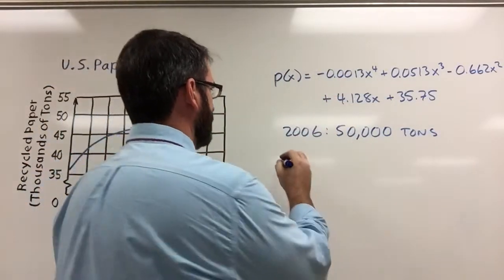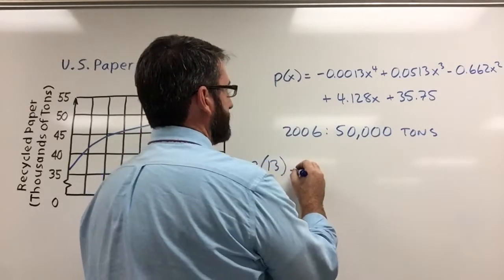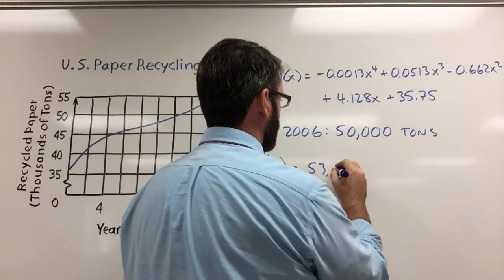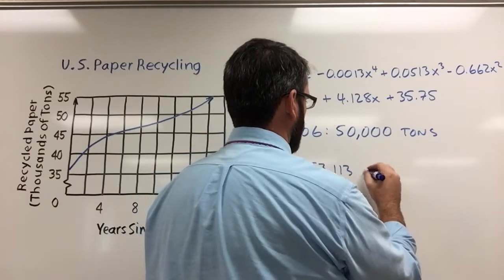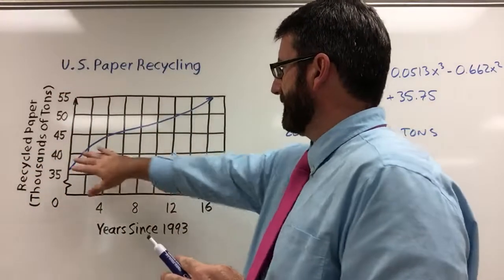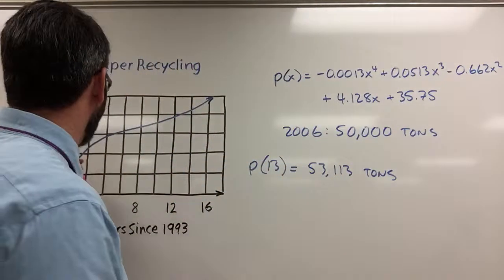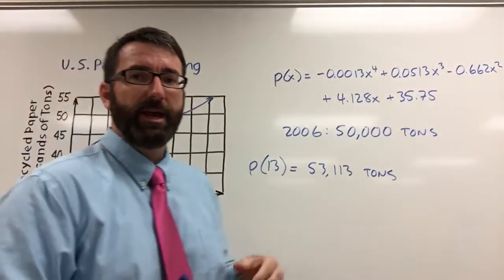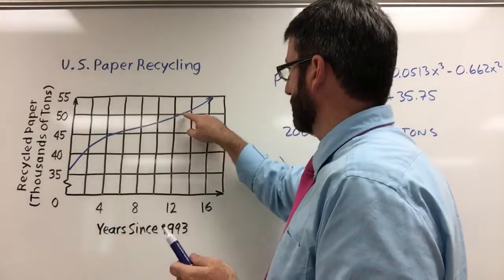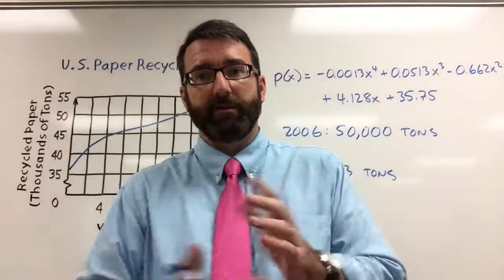And then if we plugged in 13 for x and plug in all of those values, we're going to get that this is equal to 53,113 tons. So this is a little bit off. I think that this graph is not a true representation of this equation, because we were really close in 1993 and in 1999, but once we got to 2006, our graph clearly shows that we're right at about 50,000, but the equation is saying that we should be up higher at about 53,000.